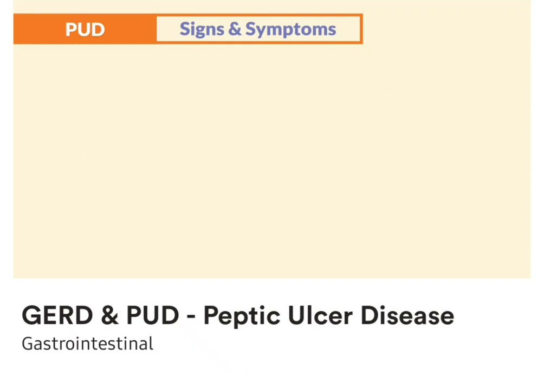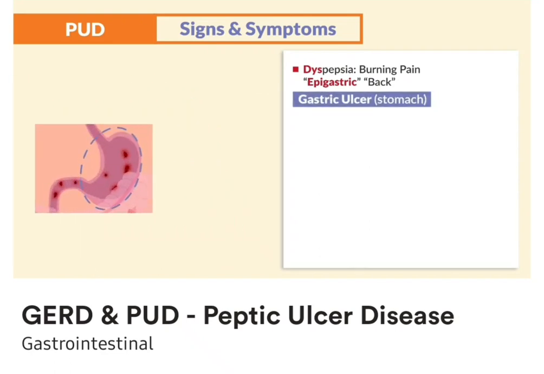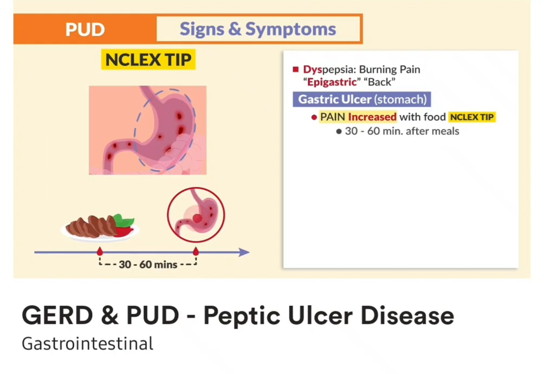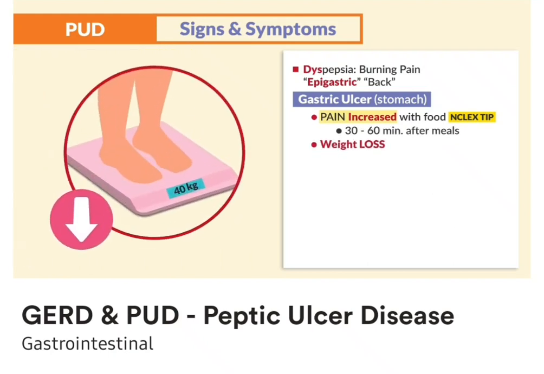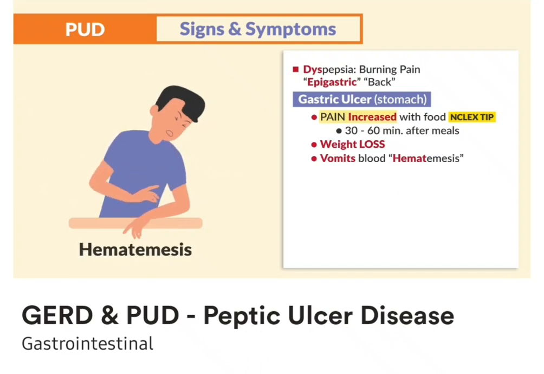So signs and symptoms, write these down. We have dyspepsia, or basically burning pain like epigastric pain that radiates to the back. And in a gastric ulcer inside the stomach, we see pain that increases with food. Write that down. The NCLEX will expect you to know when the pain comes with a gastric ulcer. So it's with food, 30 to 60 minutes after meals. And weight loss is typical because when you eat food with pain, you kind of don't want to eat food anymore. And vomiting blood, that hematemesis, is very common.